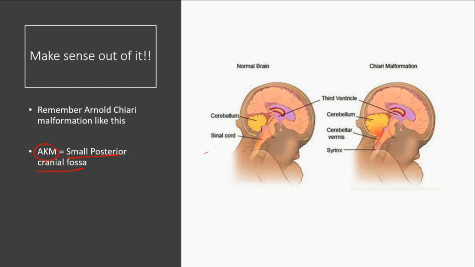And here, okay, this is a normal posterior cranial fossa. There's a lot of space here. But for some reason in a Chiari malformation, there is a smaller posterior cranial fossa. In other words, there's less space in the posterior skull, and for some reason this occurs. It can be for different reasons, and it basically causes compression on the structures. It pushes everything, because obviously if there's no space, things are going to be squished together.